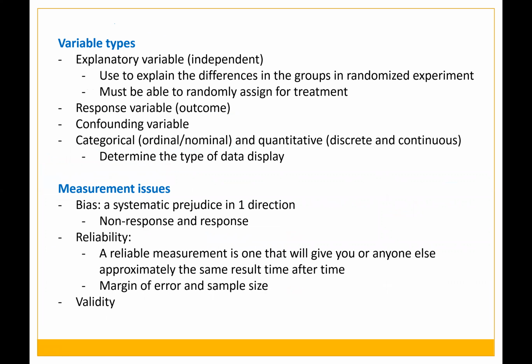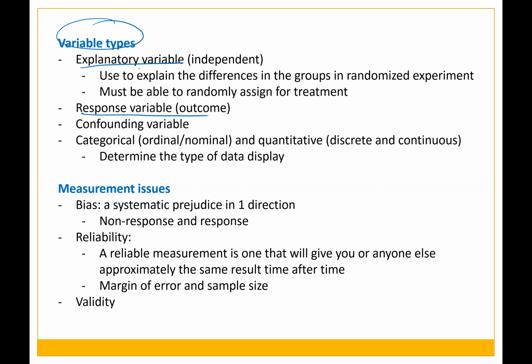Then we talk about variable types and measurement issues. So variable types is mostly just the terminologies about the concept we're trying to learn in the experiment or in the research. We have the explanatory variable. Say you want to study the effects of something on something. The factor that changes it and makes the effects is the explanatory variable, and the results that you try to measure, say the weight, the height, blood pressure, is the response variable.